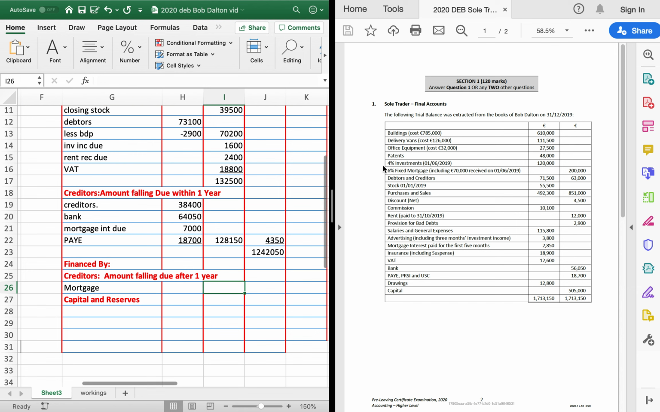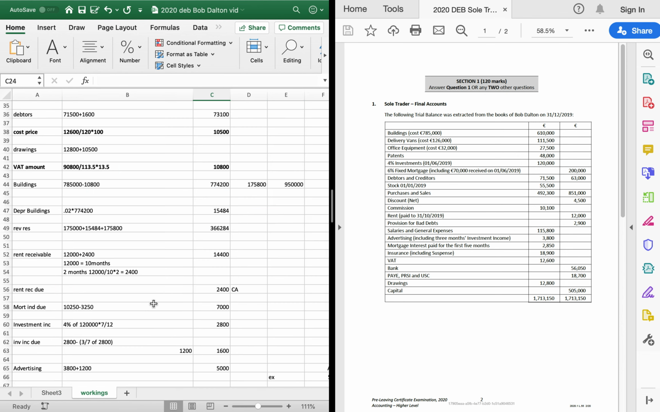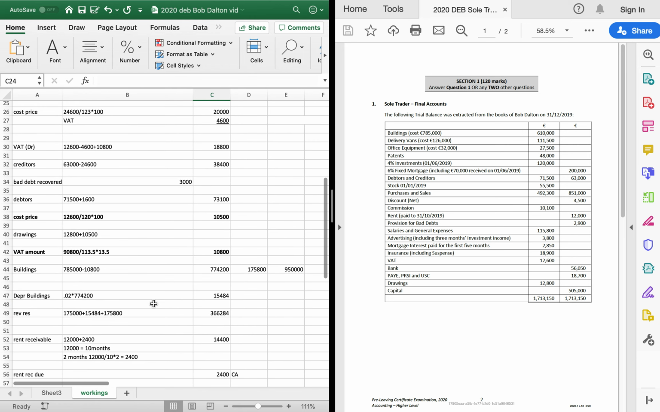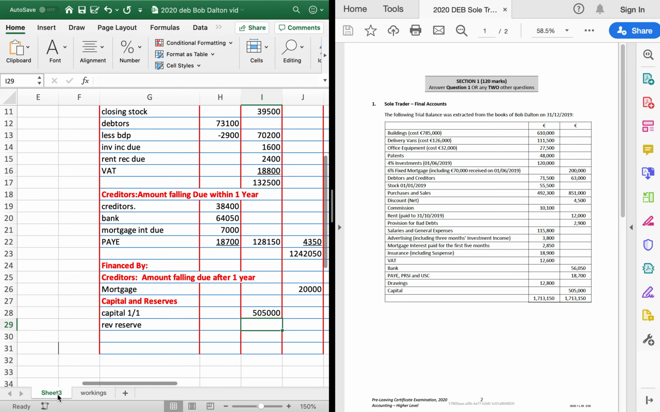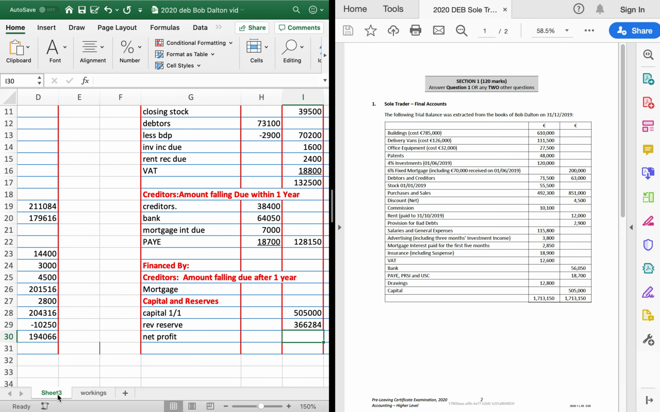Anyway, right, the mortgage is 200,000. You've got your capital at the start of the year, 505. You've got your revaluation reserve, which is 366,284. Your net profit, this might help us, there should be a 6 in this one, 94,066. And then you've got your less drawings.